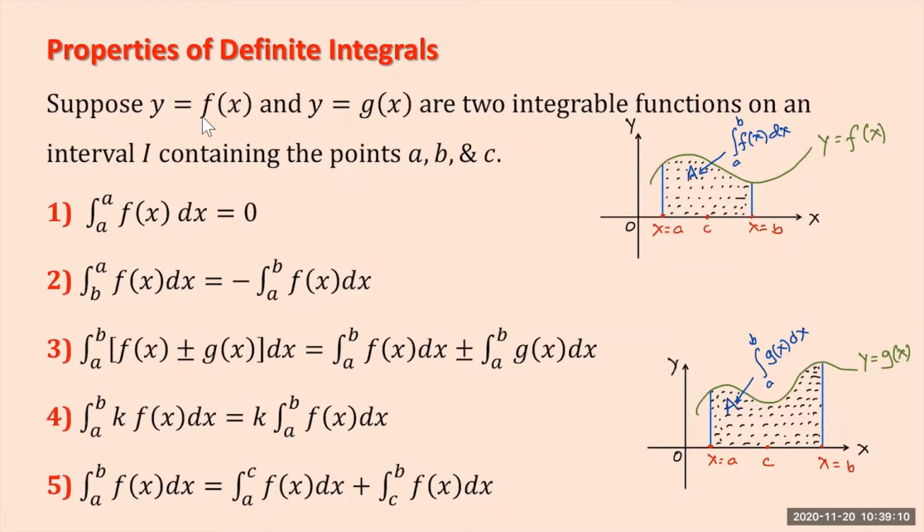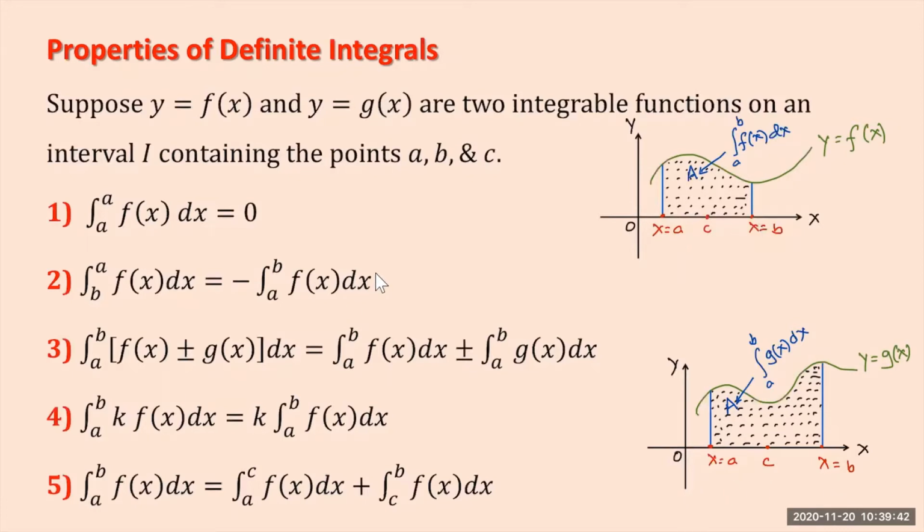Suppose y equal to f of x and y equal to g of x, whose graphs are shown here, are two integrable functions on the interval I containing the points a, b, c. So interval I is the interval from x equal to a to x equal to b, and also this interval contains the point c. So that means the interval I contains the points a, b, and c. In the illustration over here, c is the point which lies somewhere in between a and b.